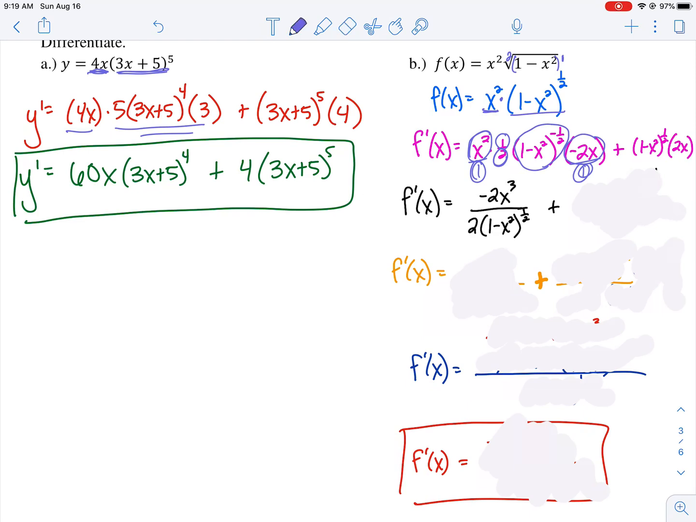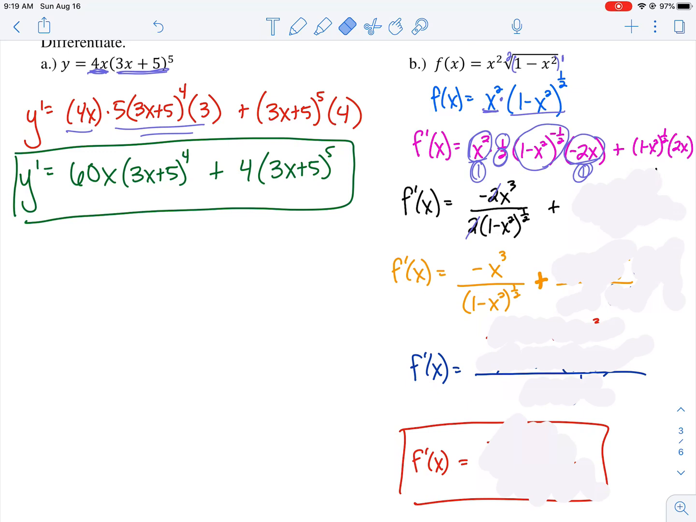You might also notice that I can reduce a 2 from the numerator and the denominator because they're not connected with a plus or minus sign. They're just multiples of, factors of. I can reduce the top and the bottom by 2. So my first term ends up looking like this. Negative x cubed over 1 minus x squared to the 1/2 power.